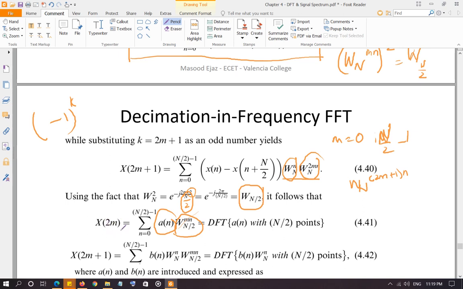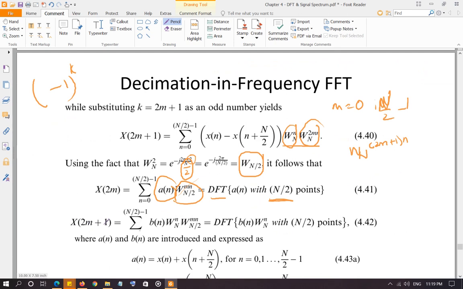So my even number component is basically a DFT of a[n] with N/2 points. n goes from 0 to N/2 minus 1, so the total number of points is N/2. So the even component is basically the DFT of a[n] with N/2 points. And likewise, the odd number components, with n going from 0 to N/2 minus 1, again use this formula right here.